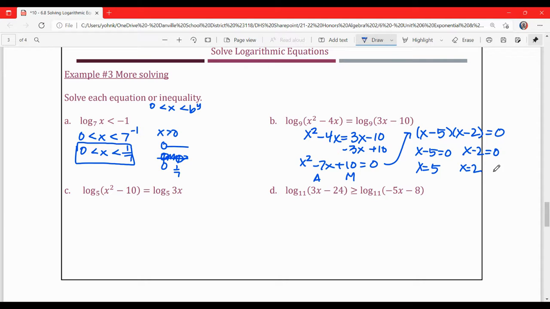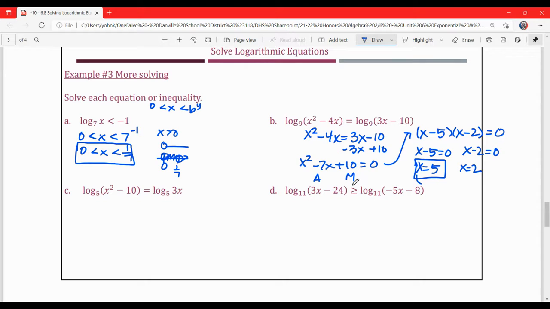So check to make sure that if you plug them in, they don't make the parentheses things equal to or less than 0. So if I plug in 5, 5 squared is 25, minus 4 times 5 is 20, so that gives me 5. That's good. 3 times 5 is 15, minus 10 is 5. Okay, that one's good. If I plug in 2, 2 squared is 4, 4 times 2 is 8, 4 minus 8 is negative 4. Ooh, that doesn't work.